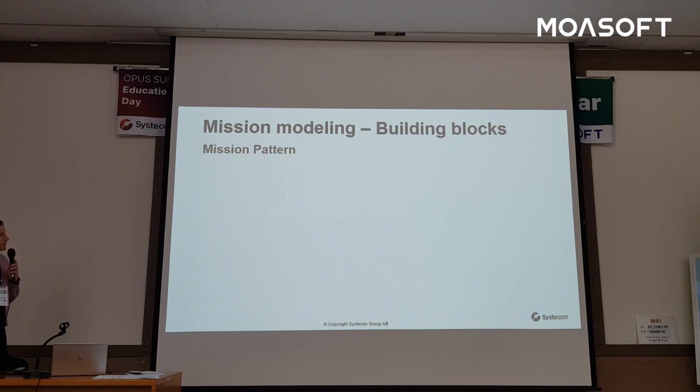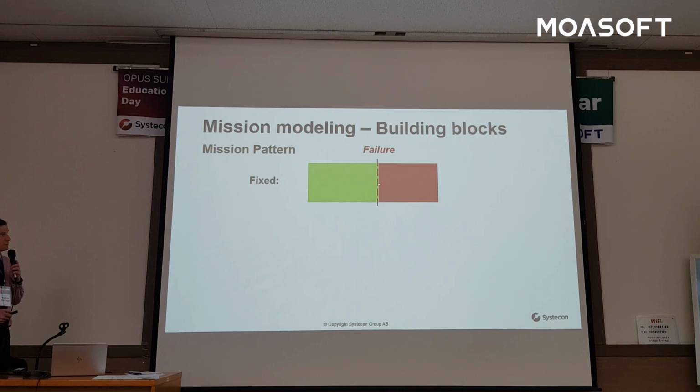And another part of building the missions is that there are different patterns of those missions. For example, maybe the most common type of pattern for the missions is what we call a fixed mission. That means that when a failure happens here, we stop the mission, of course, because the system needs maintenance. But we will not continue the mission, even though it might be fixed. The mission is sort of over. We won't take it up or start it again.